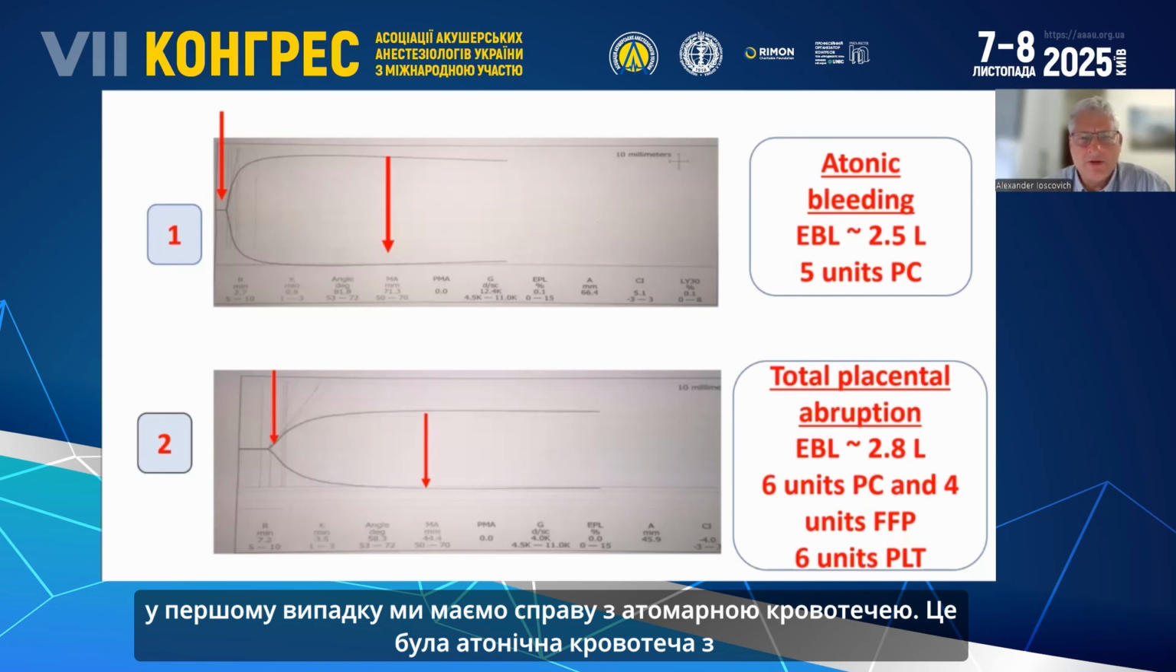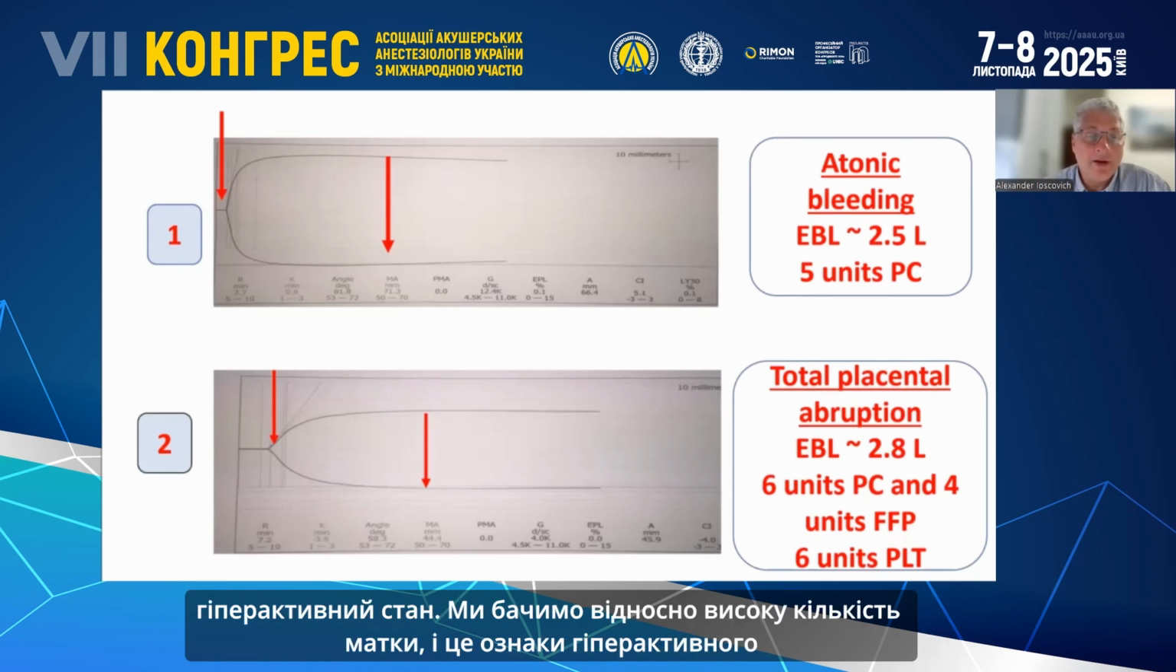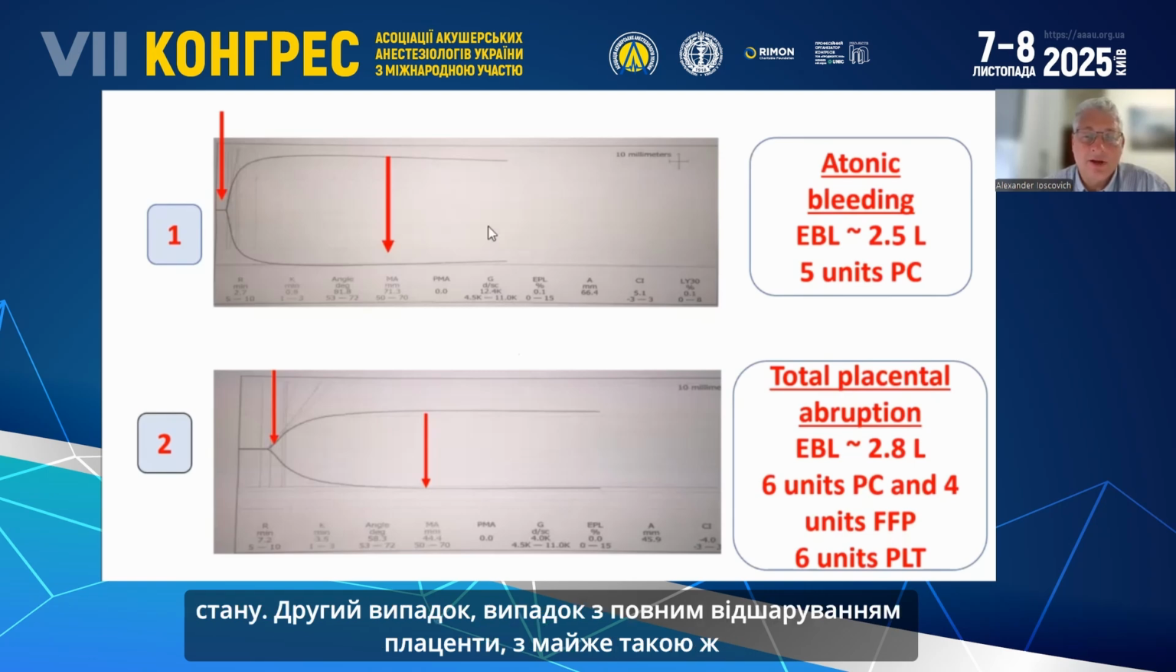It was atonic bleeding with estimated blood loss something around 2.5 liters, and on the TEG we can see a hypercoagulated state. We see a relatively high MA, and this is a sign of a hypercoagulated state.